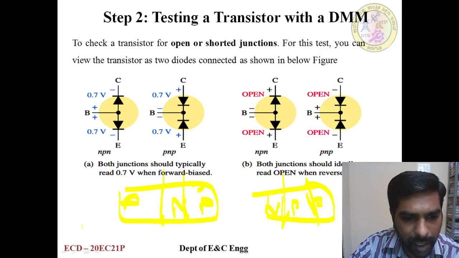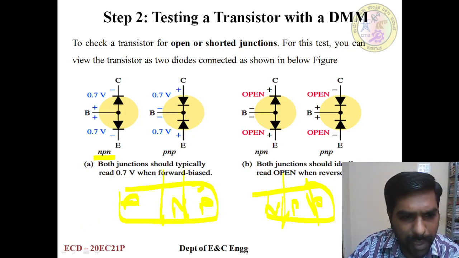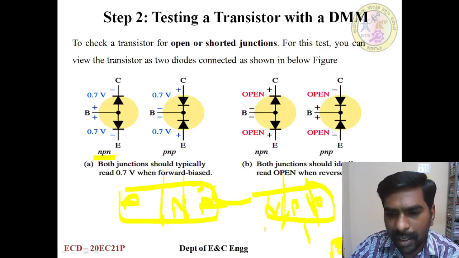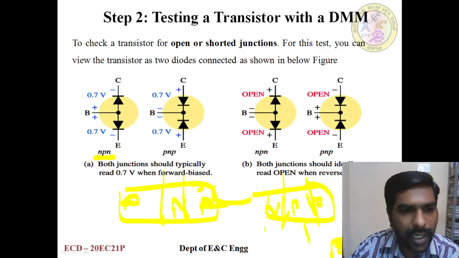Here, this is diode 1. If you consider NPN, see here NPN. So this is the base, this is the emitter, and this is the collector. This PN is one diode. You can say this is diode 1, and this is diode 2. This is a P and N. This is diode 2.